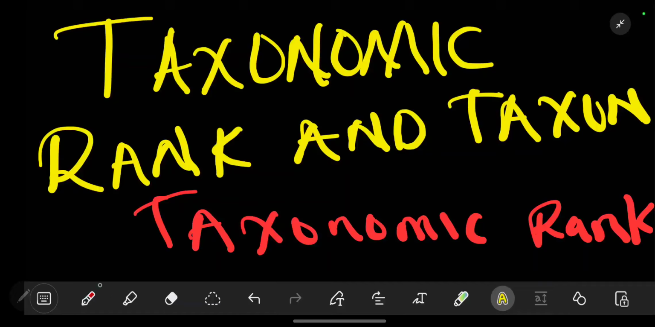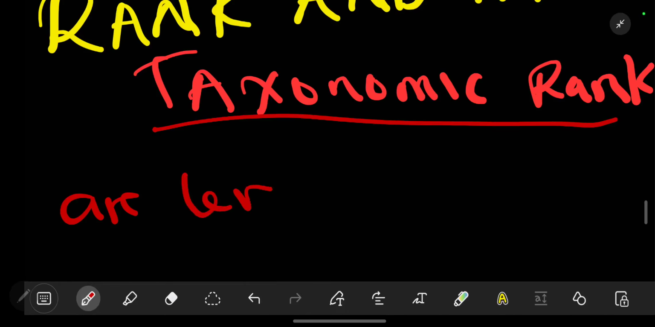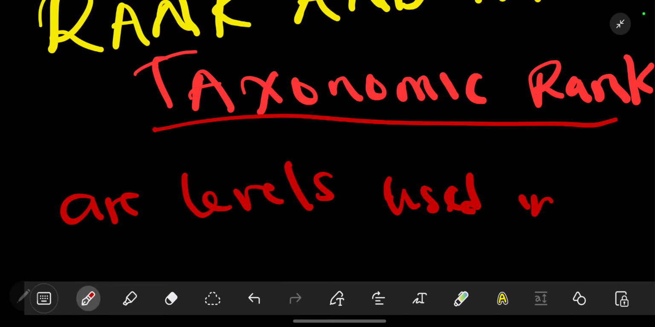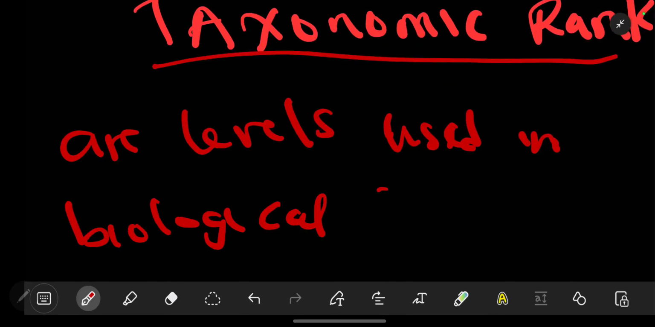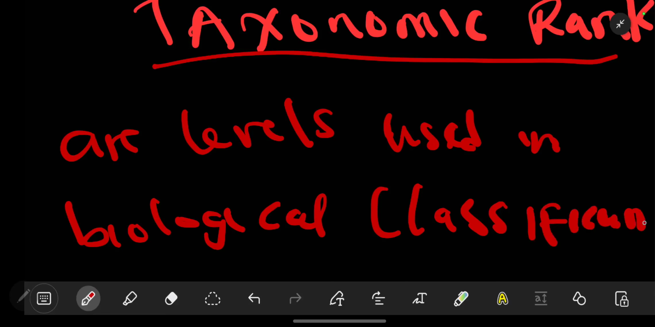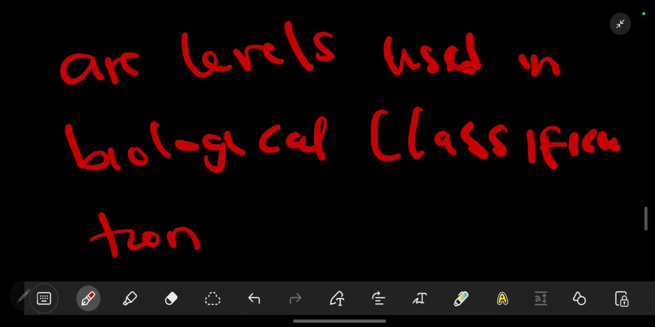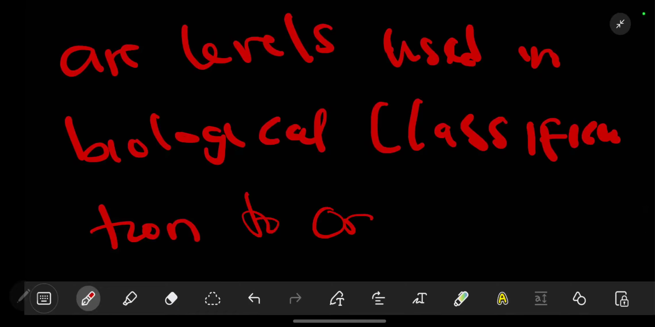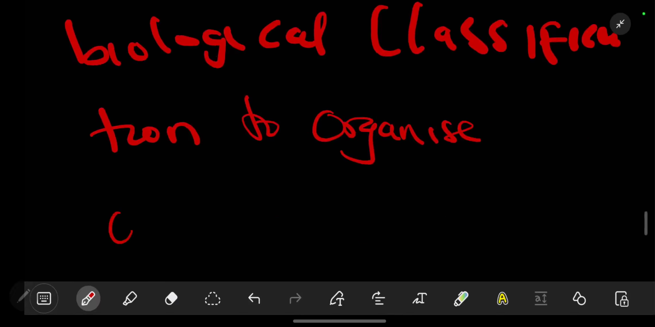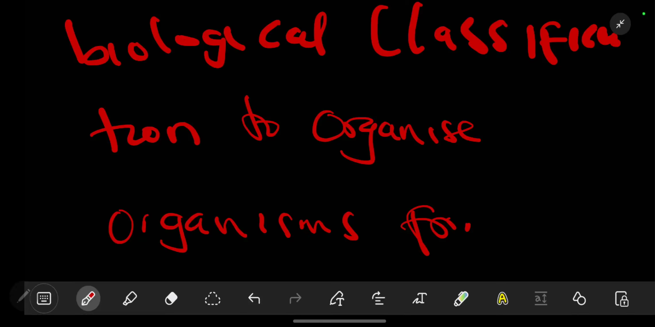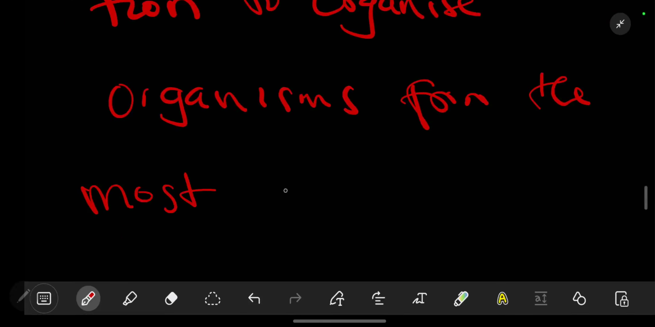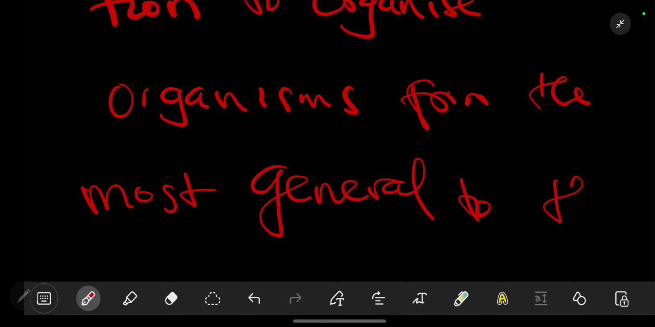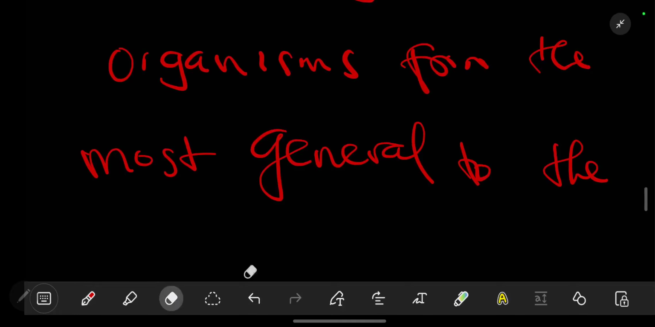So here today we are going to be looking at the taxonomic rank and a taxon. So what is a taxonomic rank? These are simply levels used in biological classification to organize organisms from the most general to the least general, or we can say to the most specific.